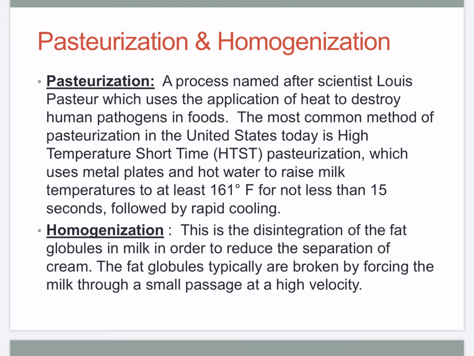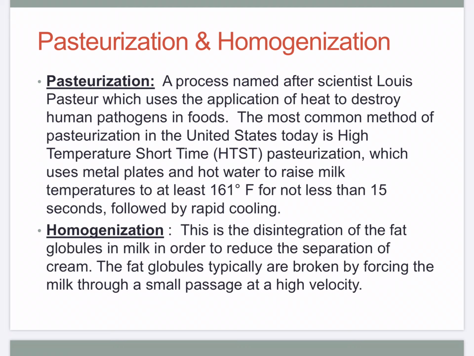And then homogenization. This is the disintegration of the fat globules in milk in order to reduce the separation of cream. The fat globules typically are broken by forcing the milk through a small passage at a high velocity. Okay, so the second part of that on your pasteurization and homogenization is that homogenization separates fat in milk in order to reduce separation of cream.